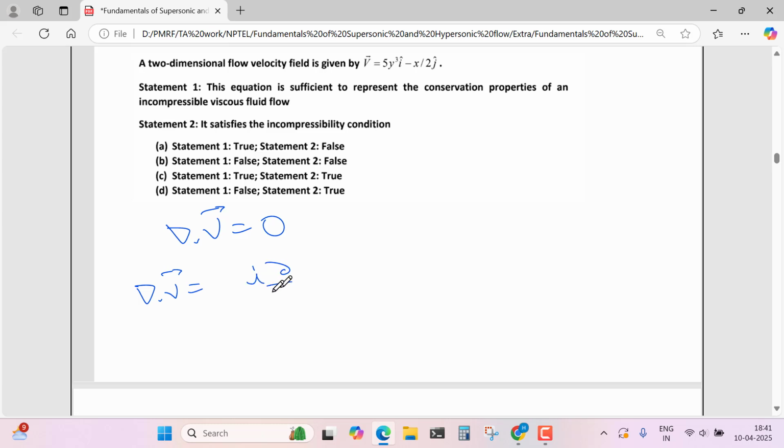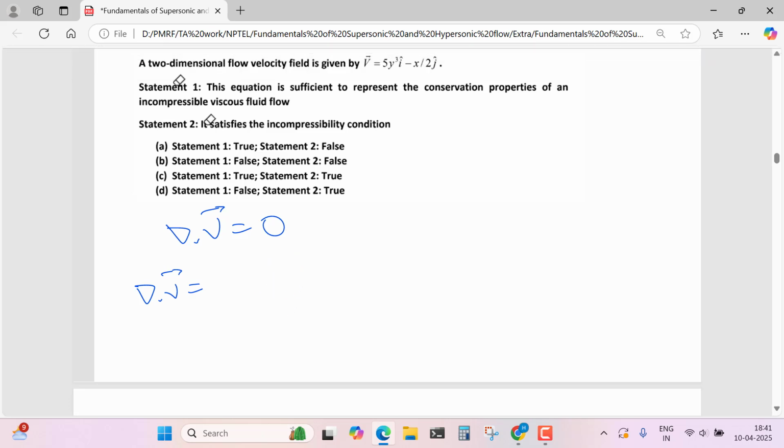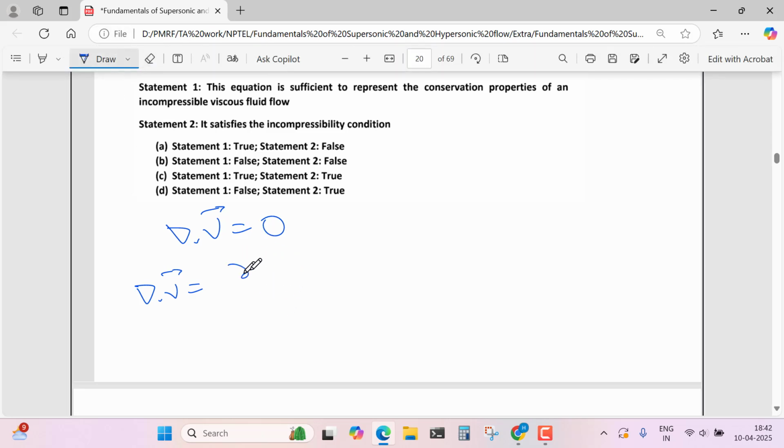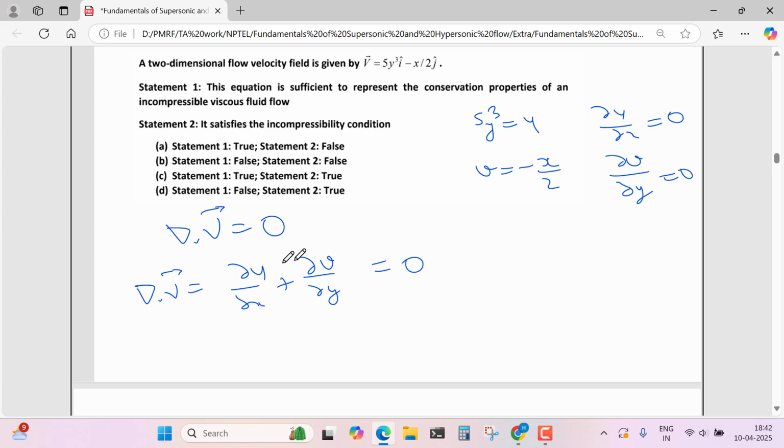Del dot V is dou u by dou x plus dou v by dou y. Here you can see that 5y by q is u and v is minus x by 2. So dou u by dou x will be 0 and dou v by dou y will also be 0. So this is nothing but 0. So it is satisfying the incompressible condition. So statement 2 is true.